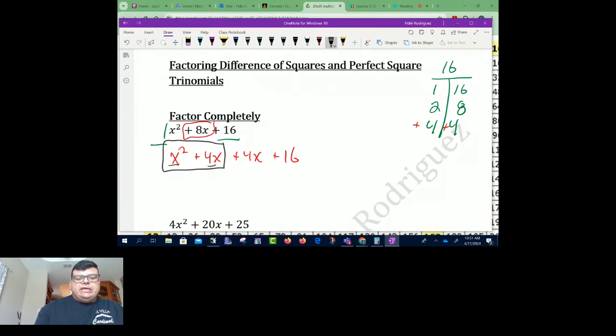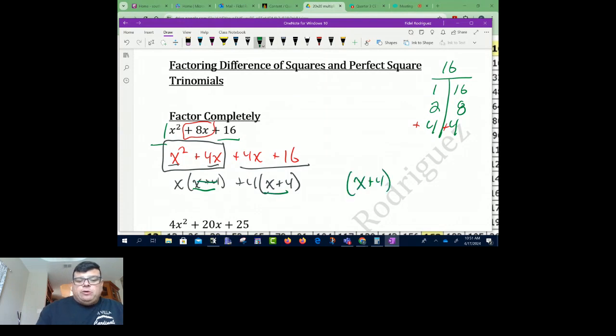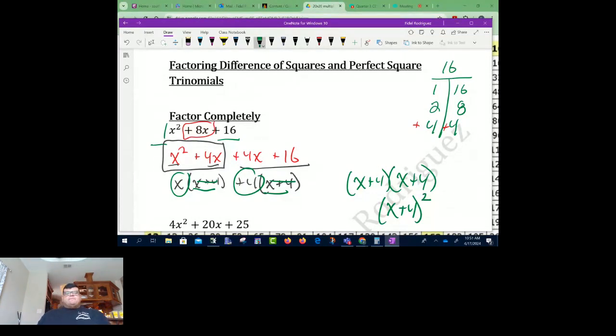So out of here, I can take out an x, and I'm left with an x plus 4. Out of there, I can take out a 4, and I'm still left with an x plus 4. Okay, so look, here's my common factor: x plus 4. And once we take that out, guess what? We're left with another x plus 4. So we're just going to call that x plus 4 squared.